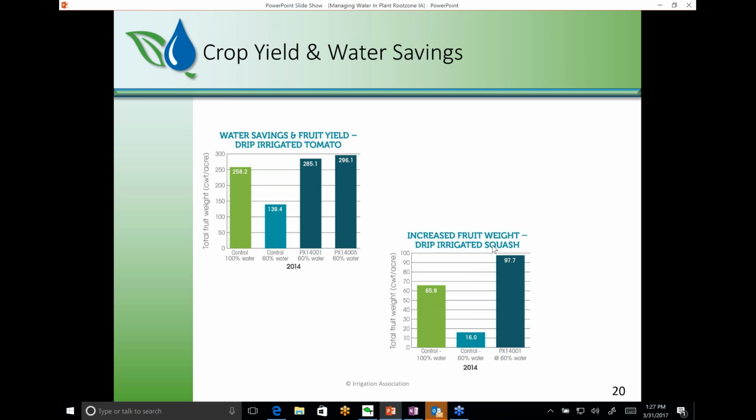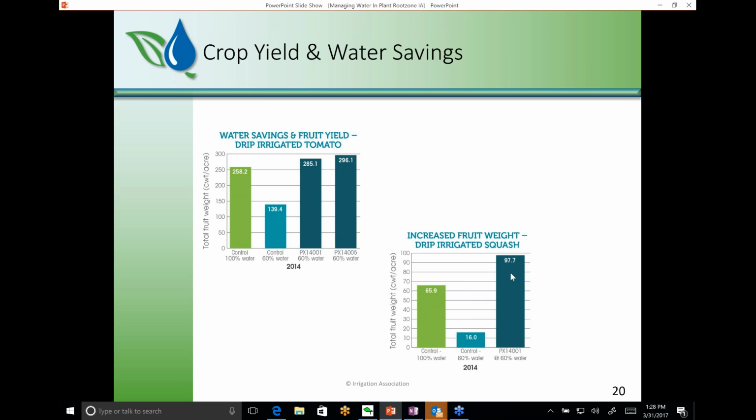If you come down here and look on the lower right, this is squash, again drip irrigated on sandy soils. Here's the grower's standard watering regime, and again squash is also rated at 100 weight per acre. You look at when we cut the water by 40% and what that did to the yield. And then look at what happens when we took our synthetic product and moved it into the lower water regime. We increased the yield from 66 hundredweight per acre to about 98 hundredweight per acre.